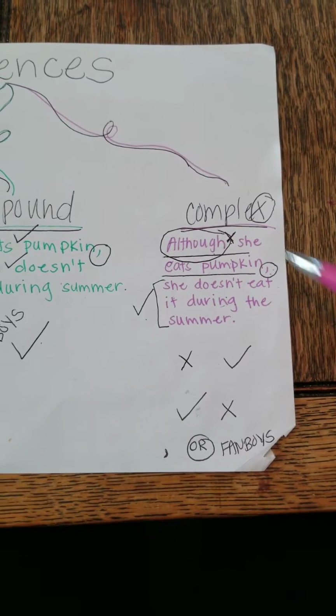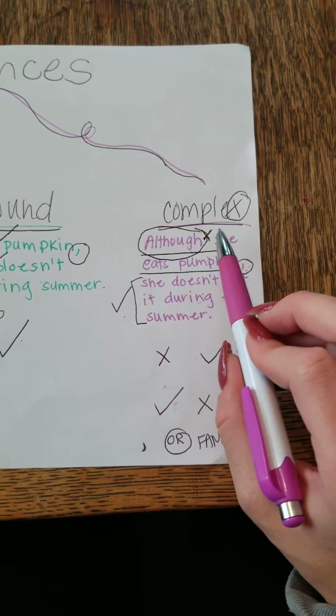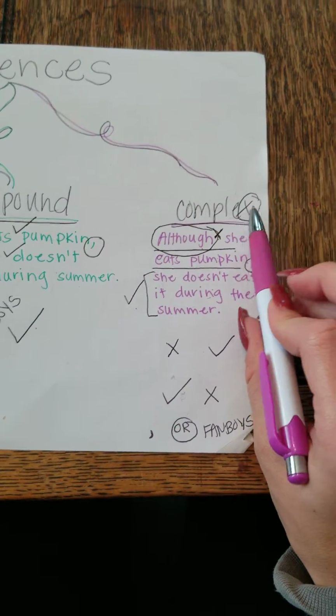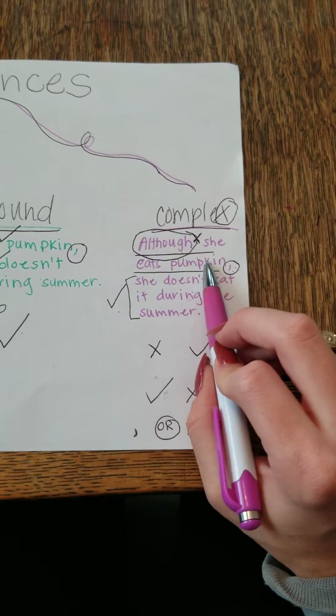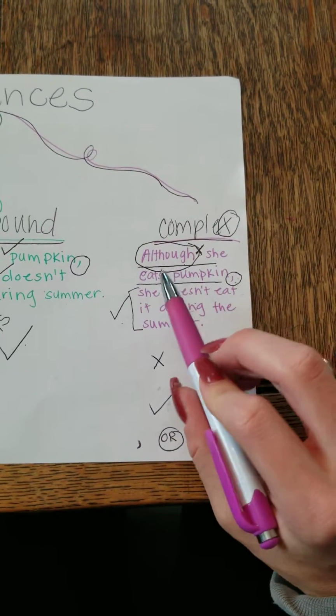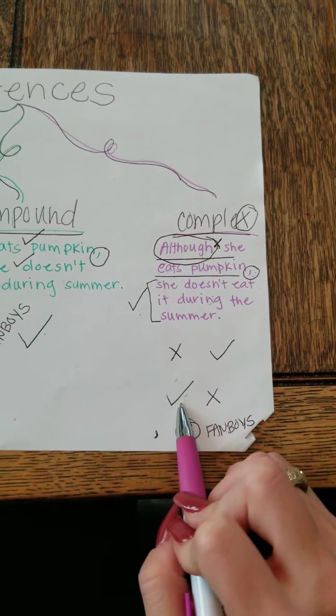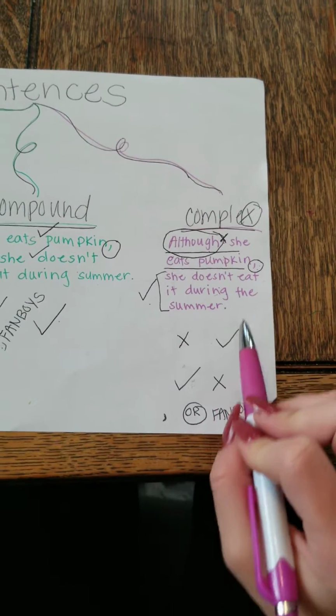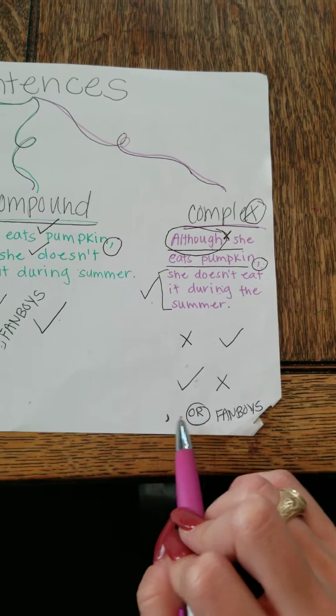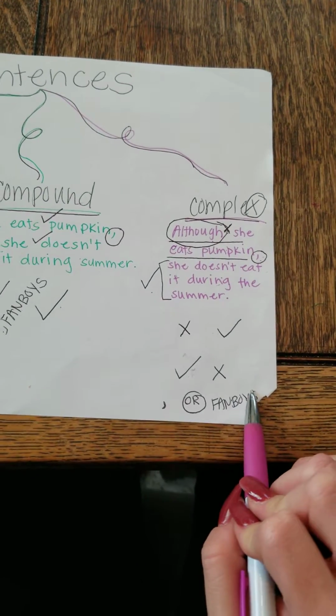So, if you use a complex sentence, it has an X in it. Although she eats pumpkin, that's my X. And then the second part is she doesn't eat it during the summer. That's the check. Sometimes the check will come before the X. It's still the same rule. You're going to use a comma or one of your fanboys.